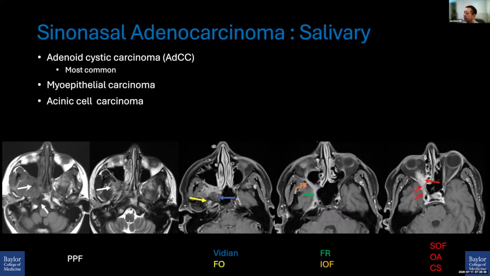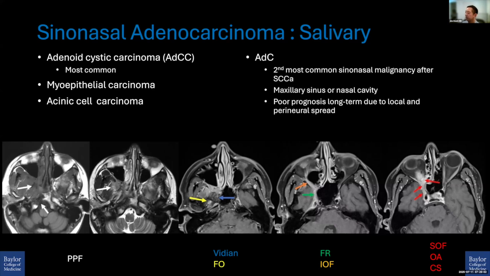Next, the malignant sinonasal neoplasm I want to talk about is adenocarcinomas. Adenocarcinomas in the sinonasal region are divided into salivary and non-salivary types. Salivary, the most common is going to be adenoid cystic carcinoma. Others include myoepithelial carcinoma and acinic cell carcinoma. Adenoid cystic carcinoma is the second most common sinonasal malignancy after squamous cell carcinoma. It typically occurs in the maxillary sinus or nasal cavity. It has a poor prognosis because it's very well known to have local and perineural tumor spread.